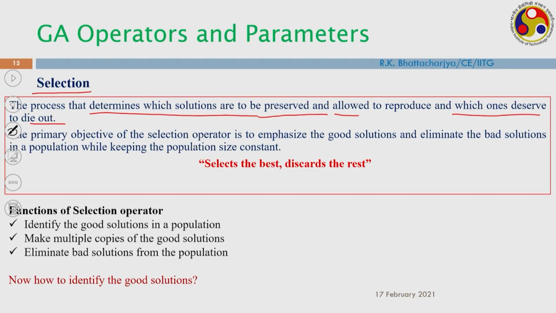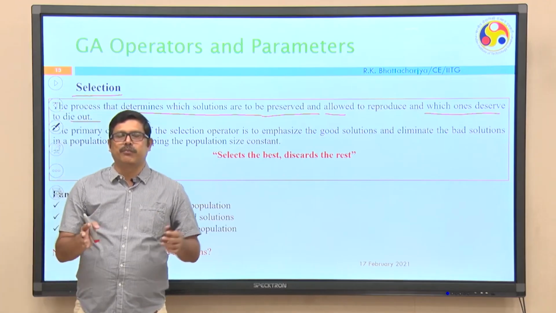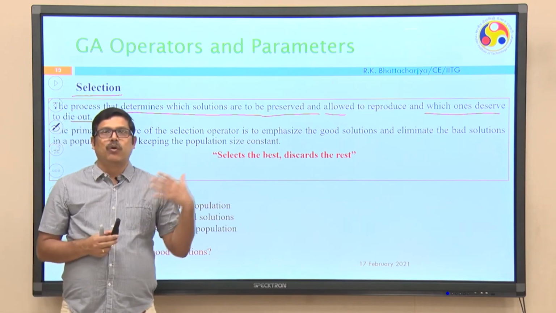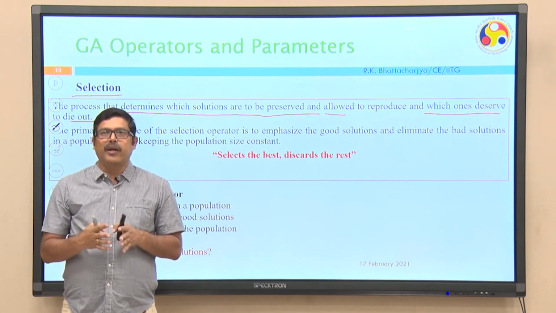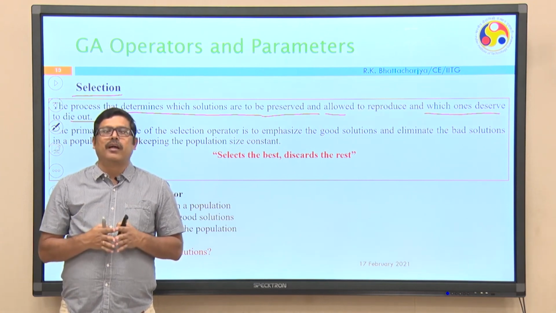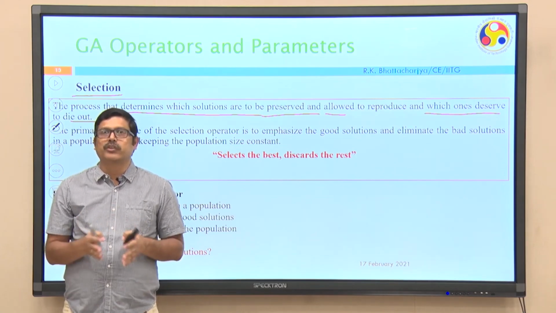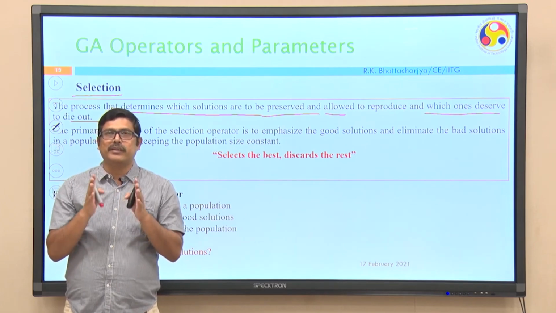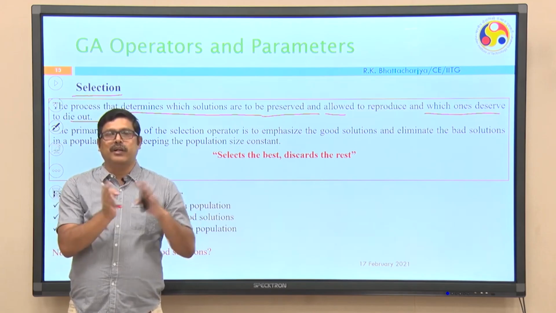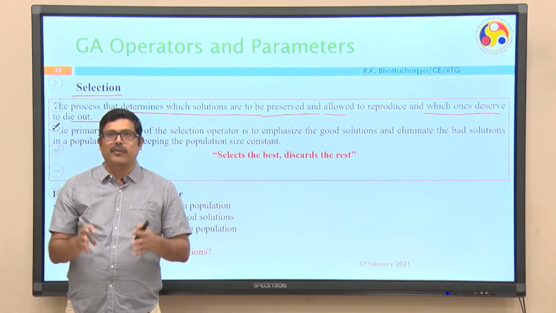The primary objective of the selection operator is to emphasize the good solutions and eliminate the bad solutions in a population while keeping the population size constant. Suppose you have a population of 100 solutions. This operator will create multiple copies of the better solutions, eliminate the worse or inferior solutions, and maintain the same population size. You have 100 solutions, and after implementing this operator you should still have 100 solutions.